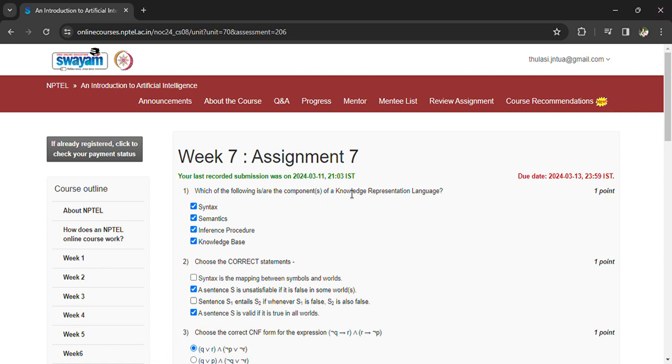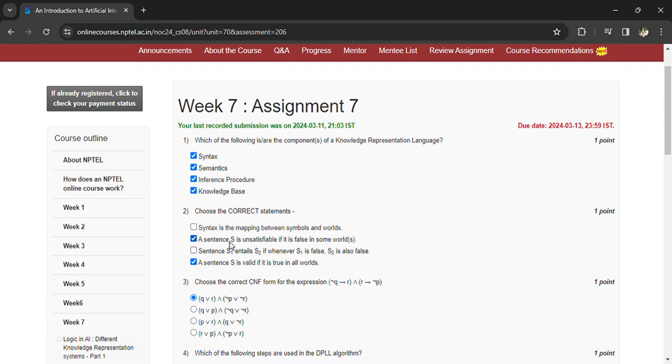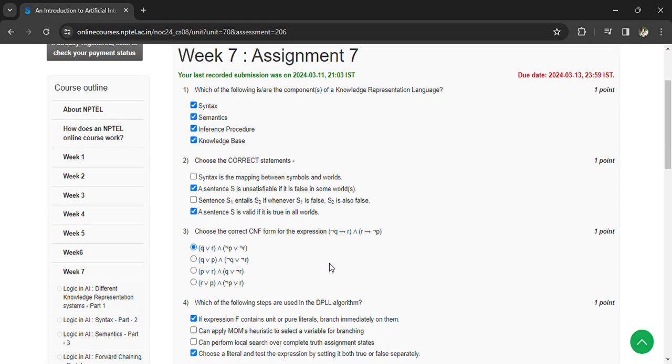Which of the following are the components of knowledge representation? Syntax, semantics, inference procedure, knowledge base. Choose the correct statements. A sentence S is unsatisfiable if it is false in some worlds. A sentence S is valid if it is true in all worlds. Choose the correct CNF for the following expression, that is option E.